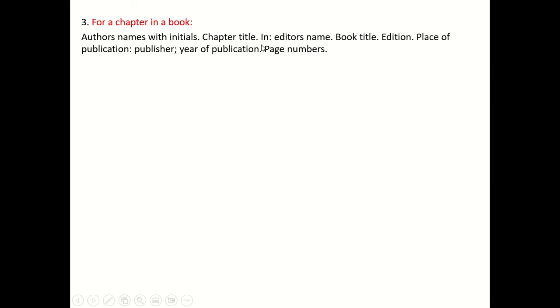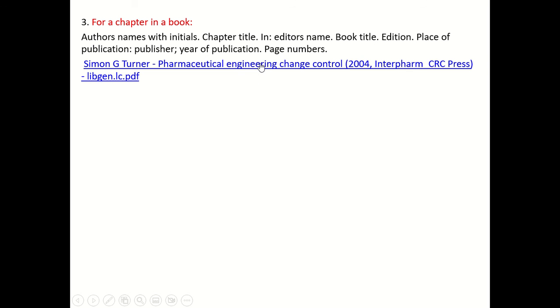So after the chapter title comes the editor's name, then the book title, then edition, then place of publication, publisher, year of publication and page number. So this pattern is the same as that of the reference style for the book, but what is the change over here? First comes the chapter title, then the name of the editor and then the book title. This you have to keep in mind.